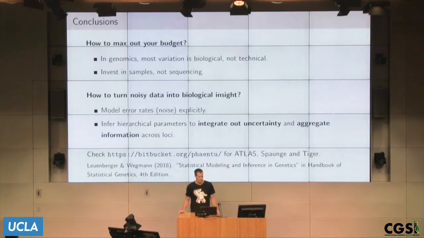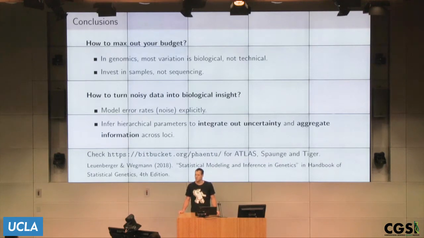Okay, so that's my first take home, and the other one, as I said many times, is how can you turn noisy data into biological insights. So basically, model error rates explicitly. If you know something about them, build that into those models. Like in ancient DNA, you know about PMD, you may know about other features in your data, and then infer hierarchical parameters by integrating out the uncertainty as a concept.